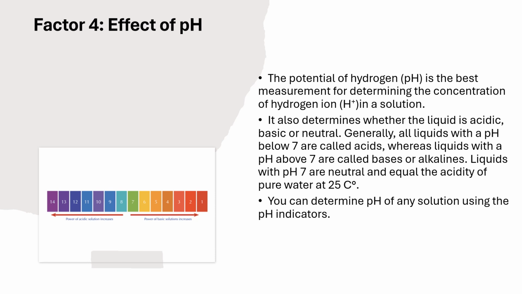Generally, all liquids with a pH below 7 are acids, whereas liquids with a pH above 7 are bases or alkalines. Liquids with pH 7 are neutral, and they equal the acidity of pure water at 25 degrees Celsius. We can determine the pH of any solution using pH indicators.